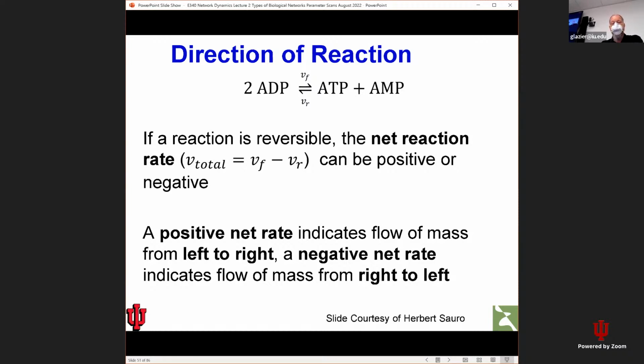Typically, we constrain a forward reaction to be positive. So VF has to be bigger than or equal to 0. VR has to be bigger than or equal to 0. And so those are some typical conventions, which you will see violated.